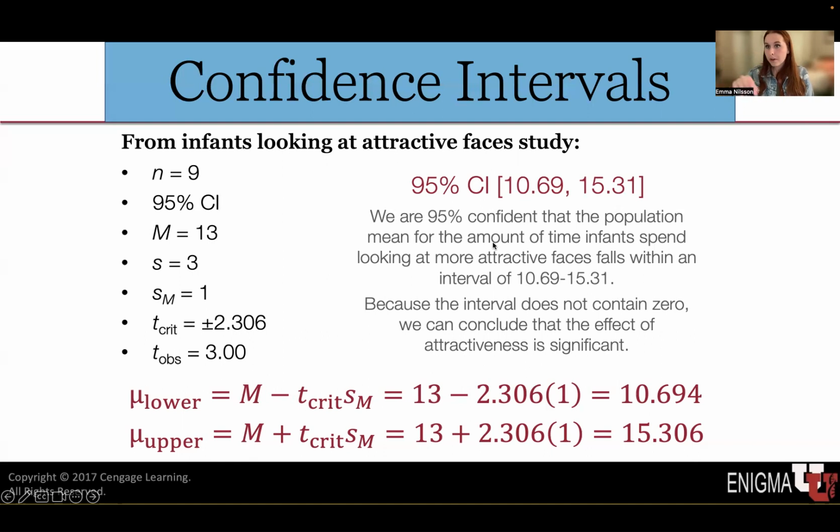So how we would report it is we would say, for this study, we have a 95% confidence interval of 10.69 to 15.31. What that means in words is we are 95% confident that the population mean for the amount of time that infants spend looking at more attractive faces falls within an interval of 10.69 to 15.31.